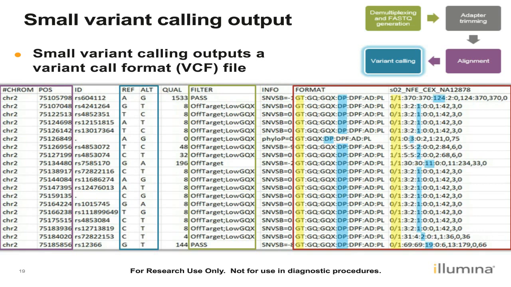Then we have our depth, denoted as DP. And again, we'll take a look at that top variant. We see that the total depth, total reads used to call this variant, was 124.